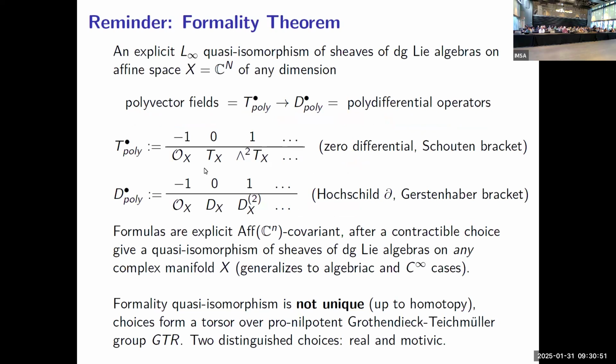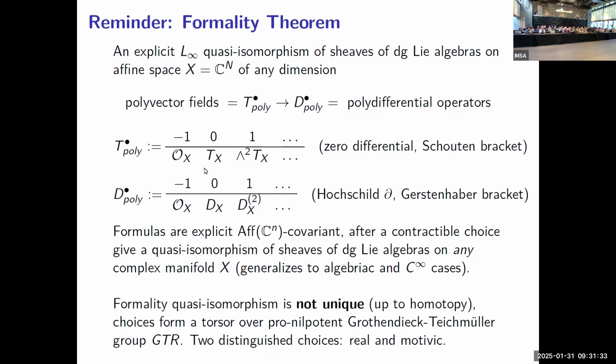Okay, I'll remind you of the formality theorem from the middle 90s. You consider a coordinate space in arbitrary dimension over complex numbers, and on this space we have two sheaves of differential graded algebras. One is polyvector fields, another is polydifferential operators. Both sheaves are graded, in degrees -1, 0, 1 to infinity.